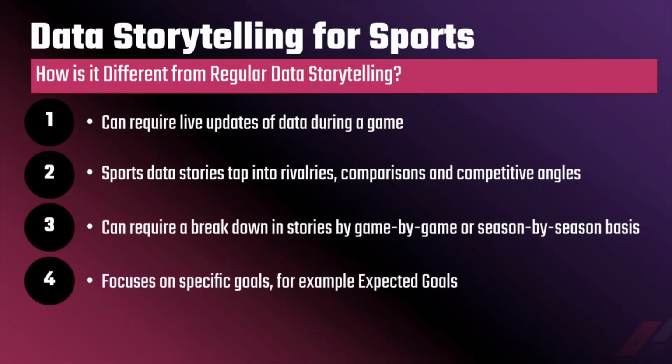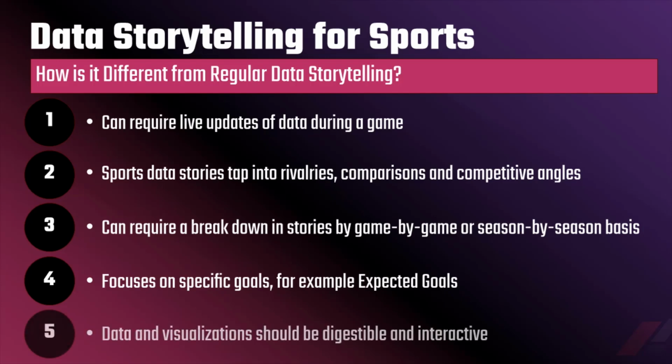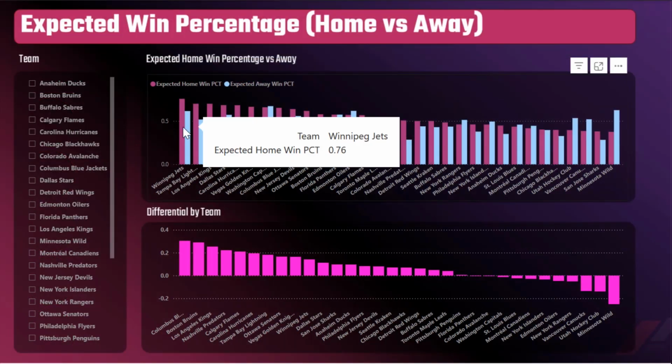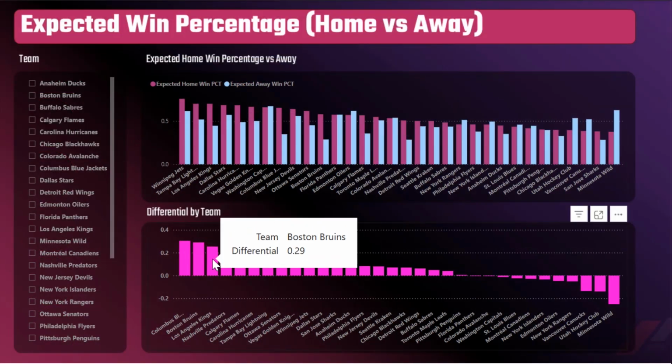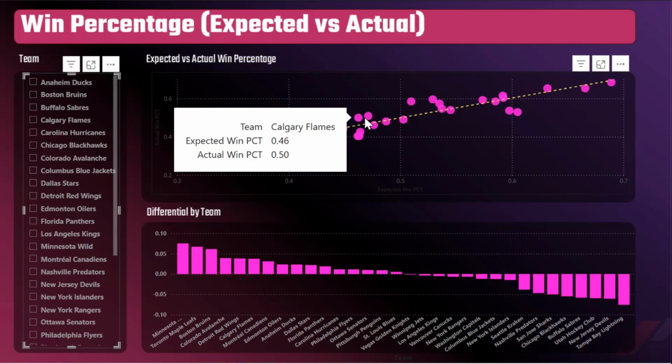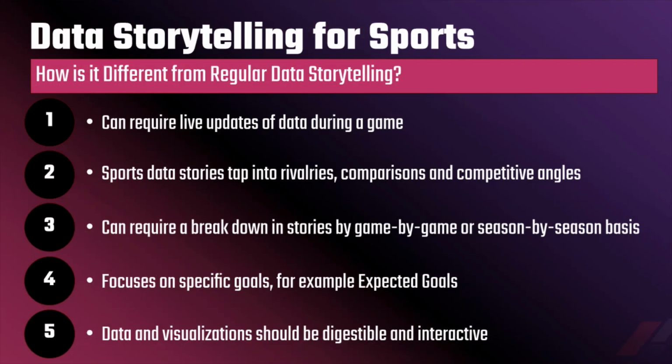Fourth, sports storytelling focuses heavily on specific stats like expected goals, possession percentages, shot maps, and player efficiency ratings, all of which require contextual explanations. And lastly, sports data should be easily digestible, favoring interactive dashboards, highlight-infused graphics, and visual comparisons between players, teams, and historical performances.